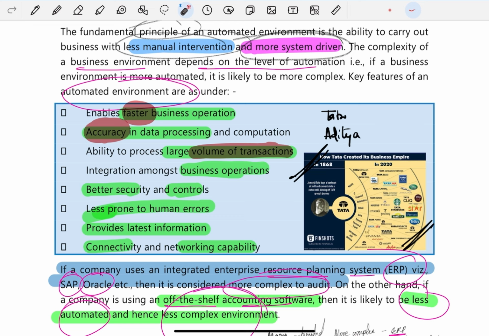So basically, what are the features of automated environment? The first feature is that the automated environment will enable faster business operations. It will help in accuracy in data processing, so whatever data is being processed and computed is accurate. You can process a large volume of transactions. There is integration amongst business operations, better security and controls, less prone to human errors because of automation, and it provides the latest information because everything is automated. The information that you get is also very latest, and there is connectivity and networking capability.